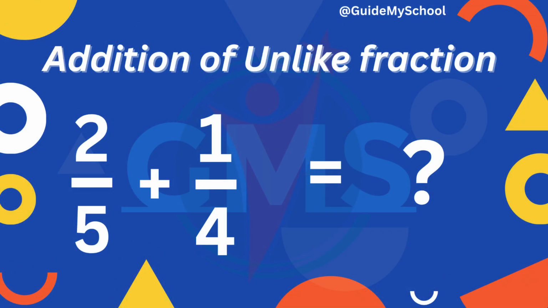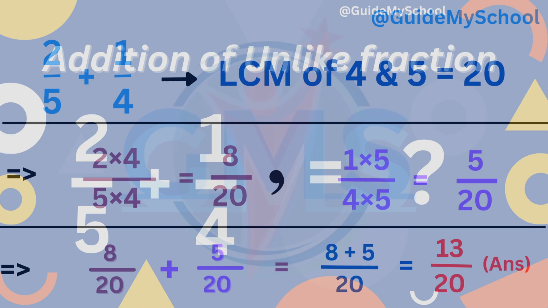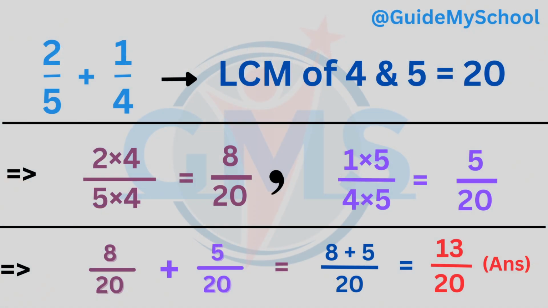Now adding unlike fractions is a little tricky, so pay full attention. We have two unlike fractions, 2 by 5 and 1 by 4, to add. First take out the LCM of the denominators because we have to convert unlike fractions to like fractions. Then we can add. So the LCM of 4 and 5 is 20.